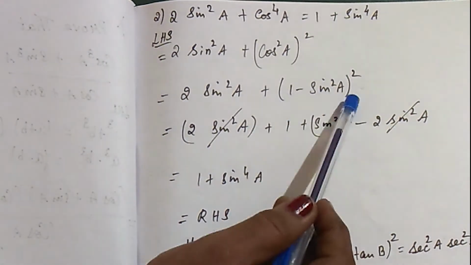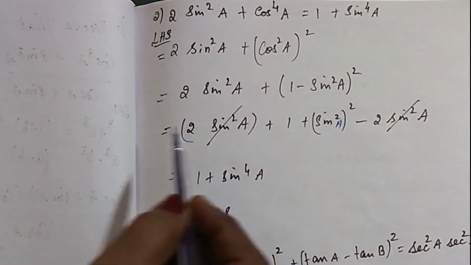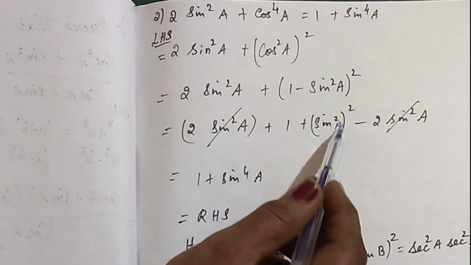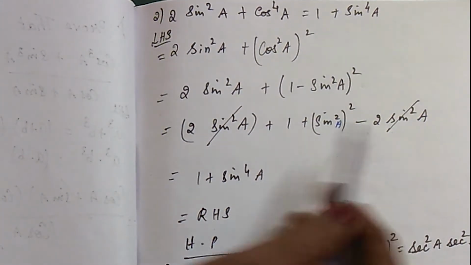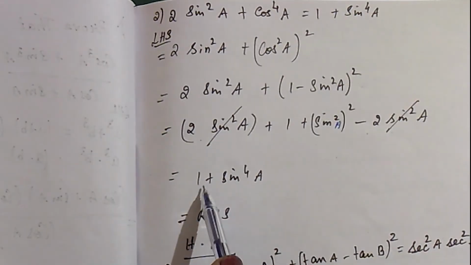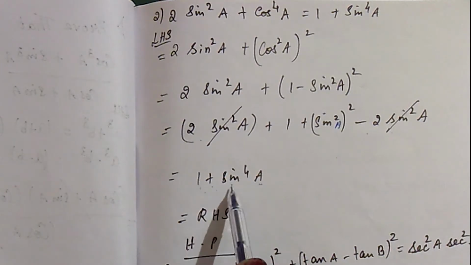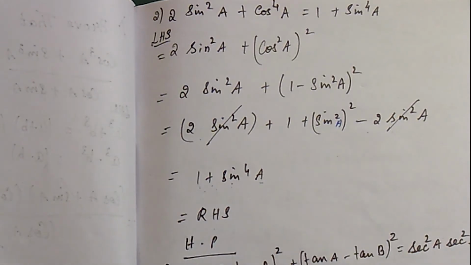Now it is in the form of the identity (a − b)². Now write 2 sin²A + 1 + sin⁴A − 2 sin²A. This is positive and this one is negative, they get cancelled. What is left? You can write 1 + sin⁴A. That is the right hand side. Hence proved.